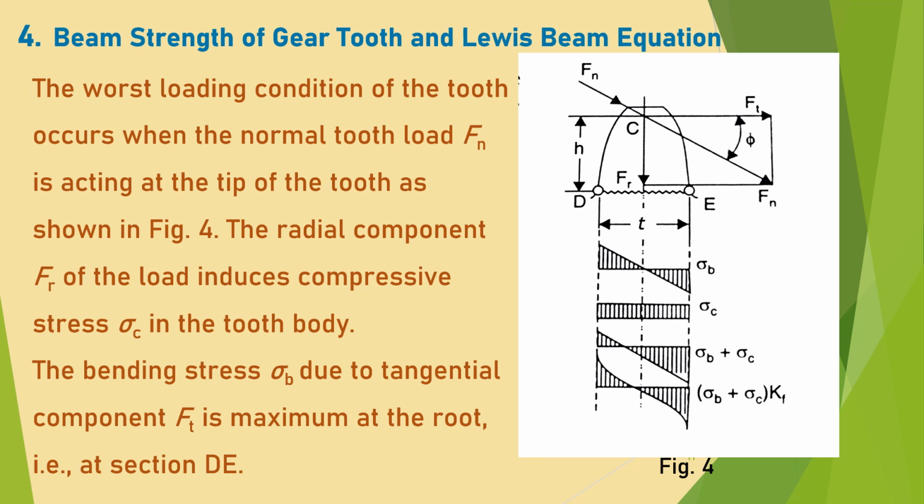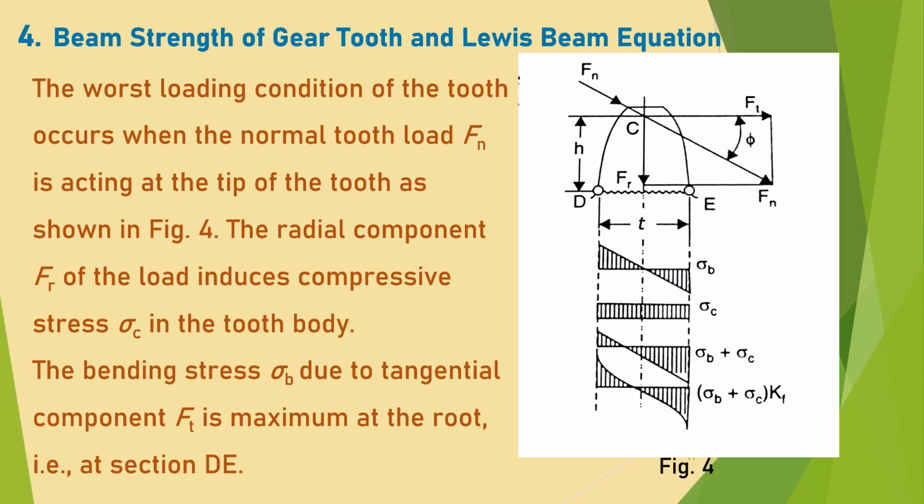The radial component Fr of the load induces compressive stress sigma c in the tooth body, while the tangential component Ft is acting at point C, which is at distance h from the root of the tooth. So the maximum bending moment due to Ft will be Ft into this distance h, and the maximum bending stress will be at section DE of the tooth.